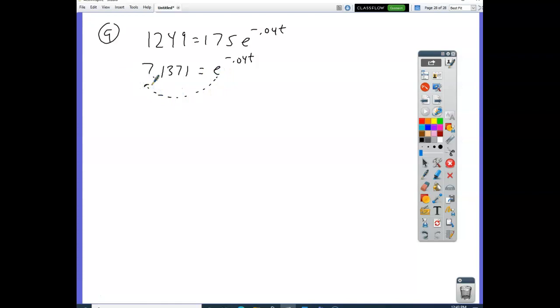So for those of you at the home game that said, I logged natural both sides, Mr. Rezzi, that's fine. But she's going to do it this way, which means log base e of 7.1371 equals negative 0.04t. Log base e is really secretly what? ln. So I know I have a button for that, so let's use the button for that.